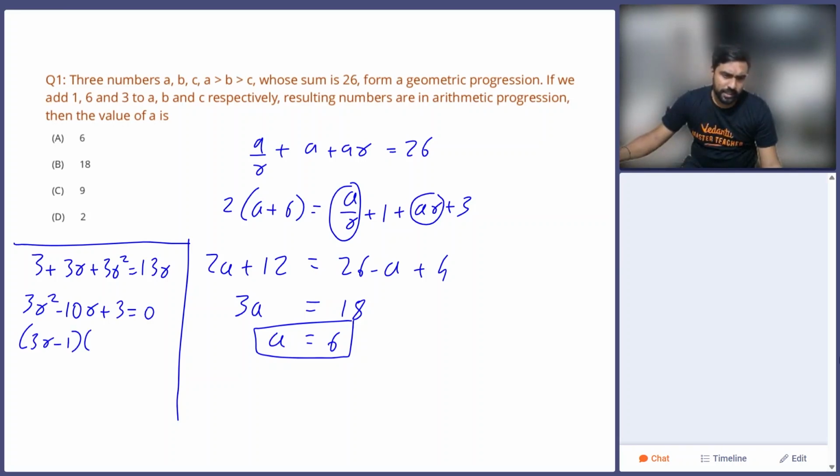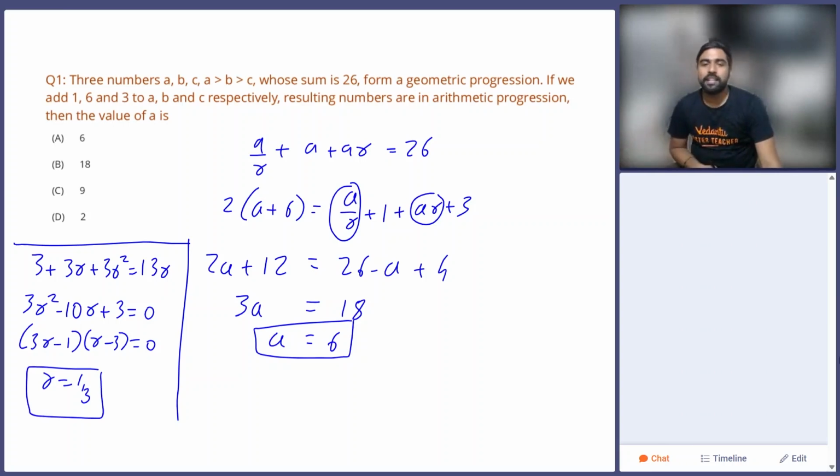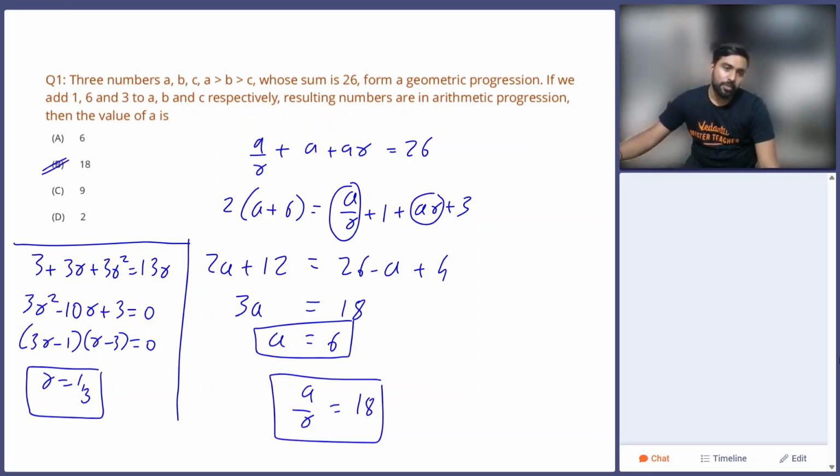And factorize this as (3r minus 1)(r minus 3) equals 0. Because for the common ratio, I have a greater than b greater than c, so the value is actually decreasing. So I will take the common ratio as 1 by 3, which would mean that the first term, a by r, is equal to 6 divided by 1 by 3. That's 6 into 3, 18. Option B will be the answer for this question. Okay? So option B will be the answer.